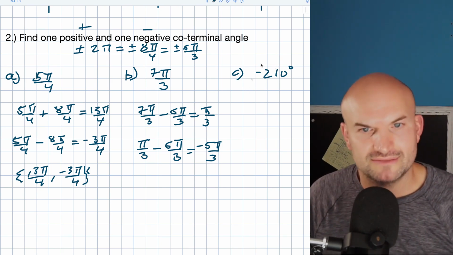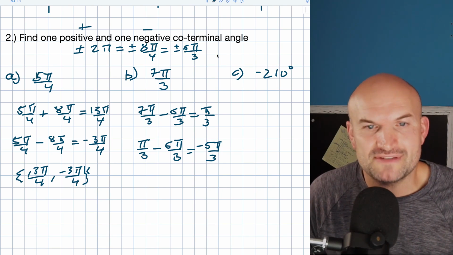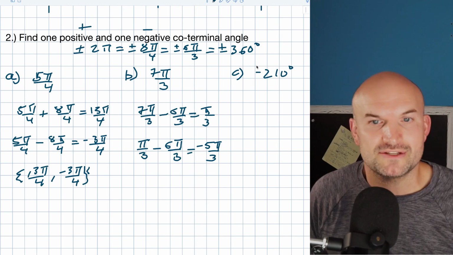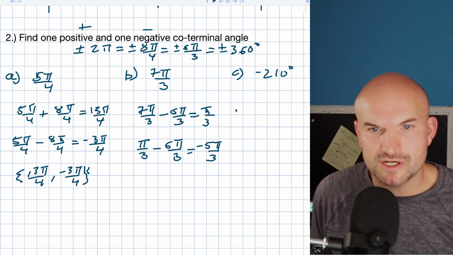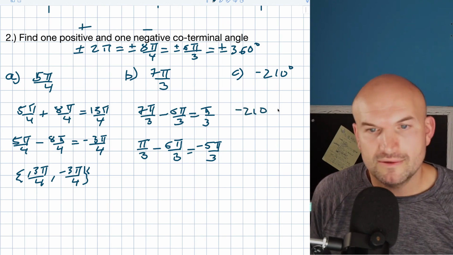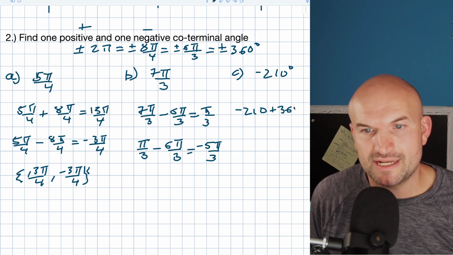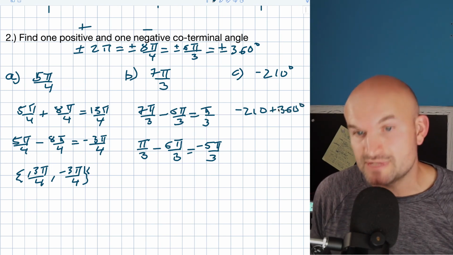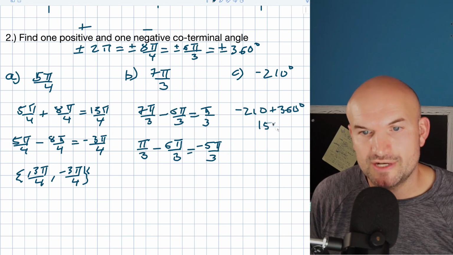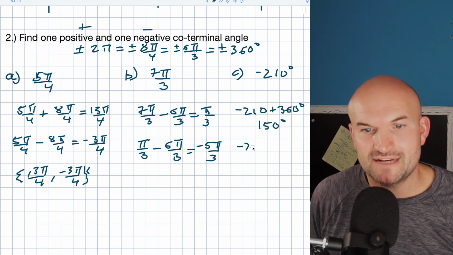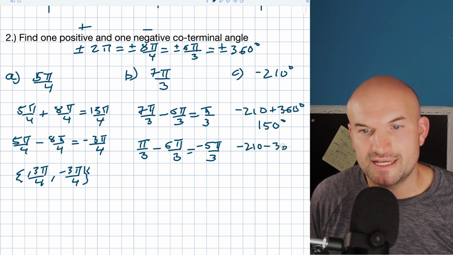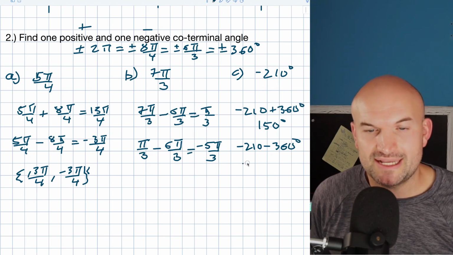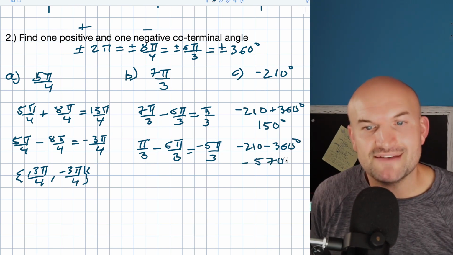And what about if you have a negative angle? Well, again, it's the same thing, guys. If you have something in degrees, just use degrees instead of radians. That's the same thing as plus or minus 360. So just take negative 210 and then add 360 degrees. Negative 210 plus 360 is going to equal 150 degrees. And then take negative 210 minus 360 degrees, and that's going to be negative 570 degrees.